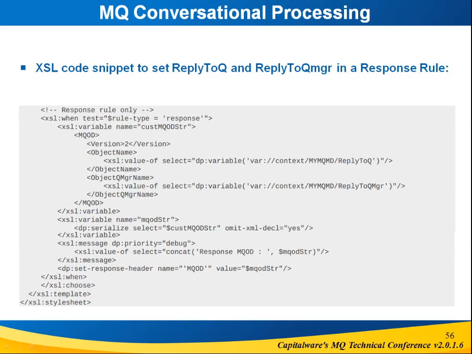Continuing on, we're now showing you how to set the reply queue and reply to queue manager in a response rule. In this case, having set those values, we now serialize that customized MQOD structure that contains those values inside of the object descriptor, and that then becomes part of the object descriptor, which is used to establish the connection to the particular queue that you want to send that information to. So in other words, it is dynamically reopening that particular queue. As I said earlier, it's doing an MQ open, MQ put, MQ close rather than an MQ put one.